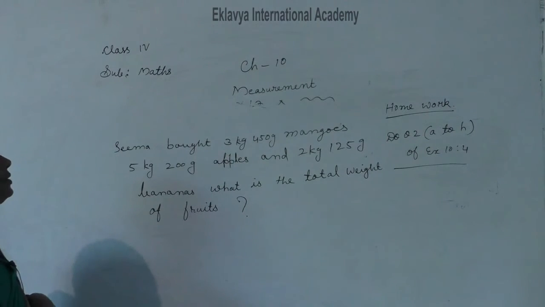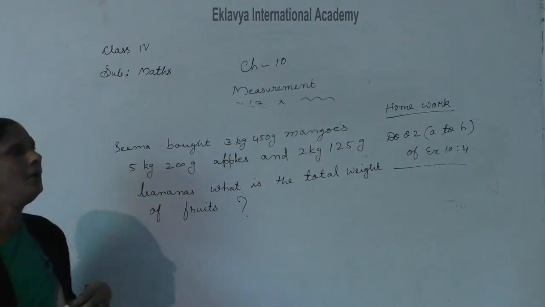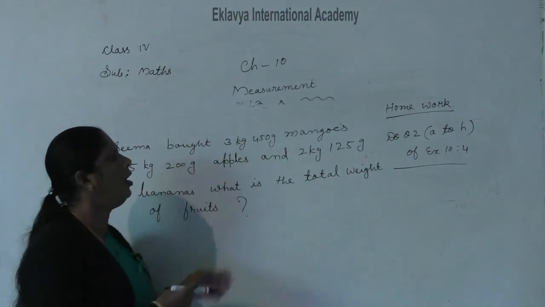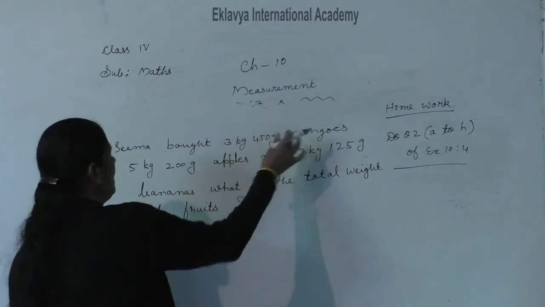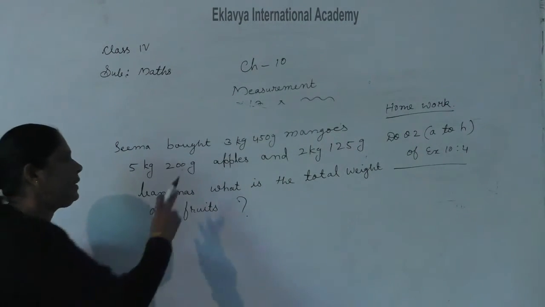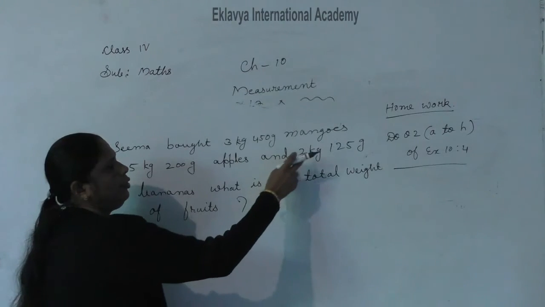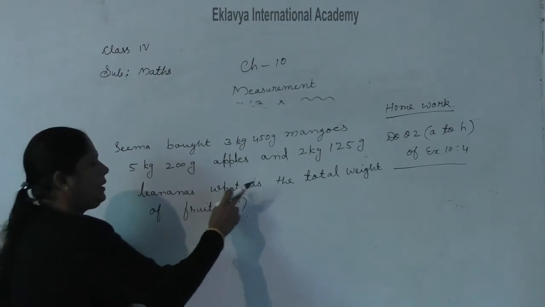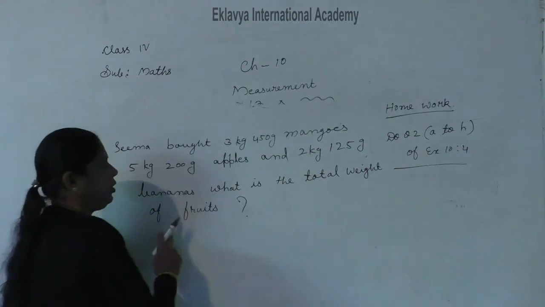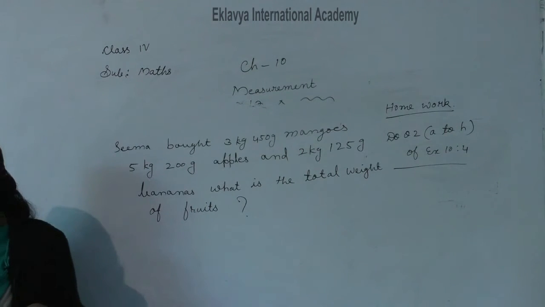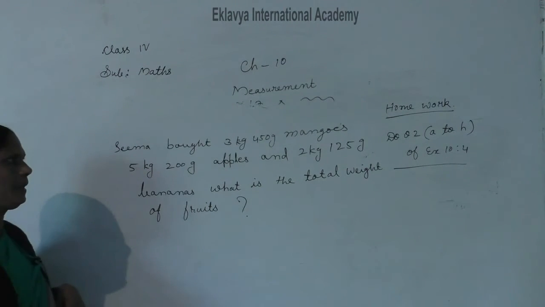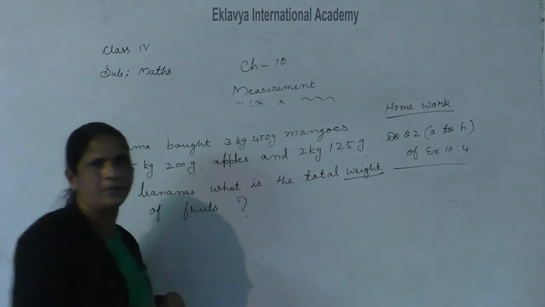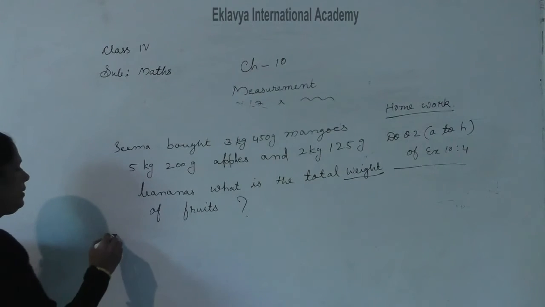First you read the question. Seema bought 3 kg 450 gram of mangoes, 5 kg 200 gram apples and 2 kg 125 gram bananas. What is the total weight of fruits? Now weight, what ask here? Weight ask. Then first we write the solution.